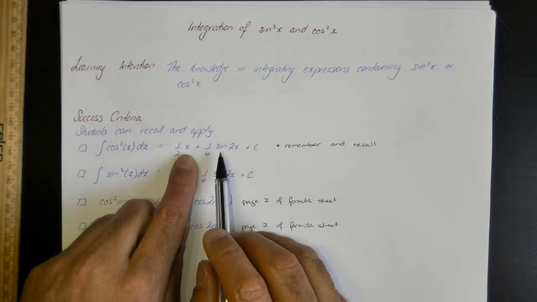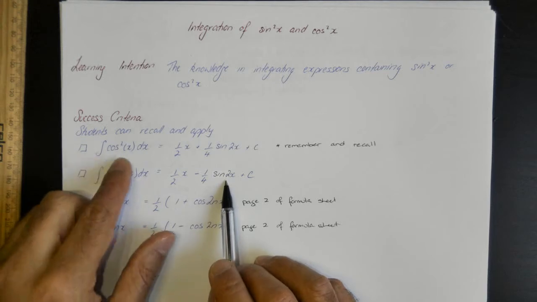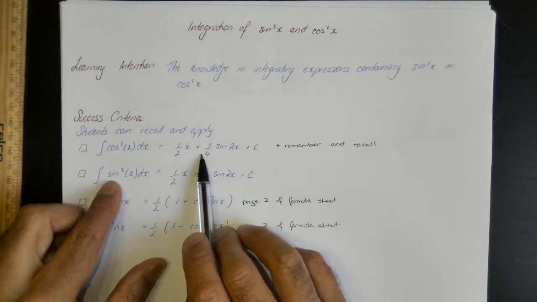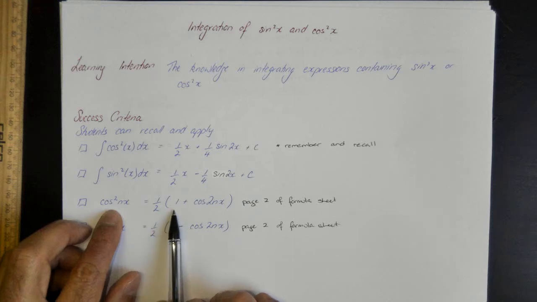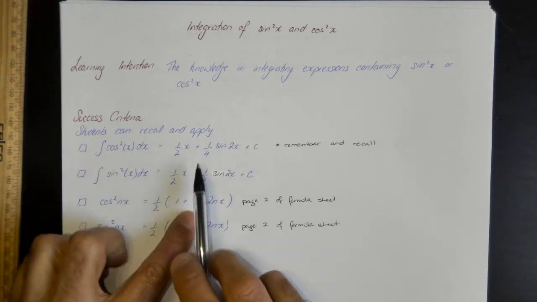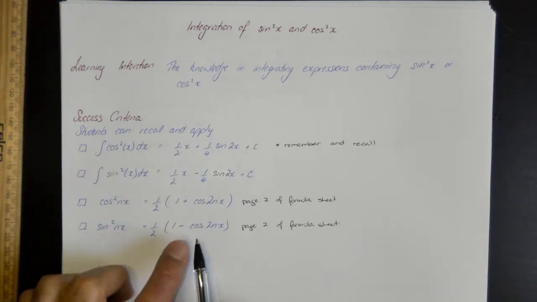So notice that these are the same. From cos we get plus, and from sine we get negative. And these are the same, so for cos we get the plus, and then for sine we get the negative.